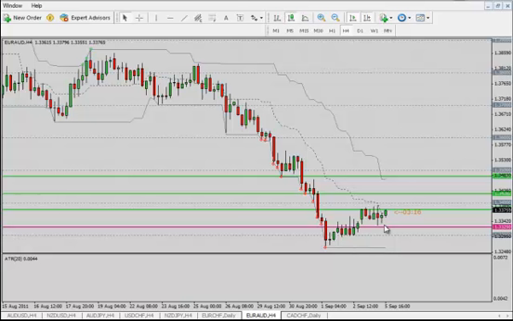So this is just a method that has been working well for me. I had the best week I ever had last week, and I think that it'll work for you. But anyway, that was my Euro Aussie trade.